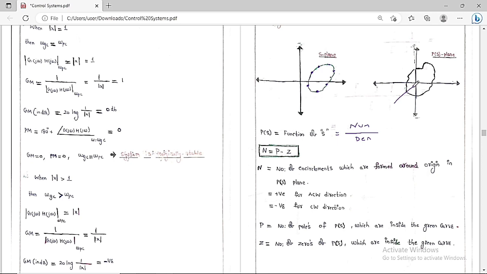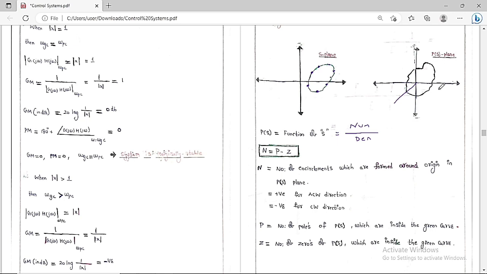N is positive for the anti-clockwise direction and negative for the clockwise direction. P indicates the number of poles of P of S which lie inside the green curve, and Z indicates the number of zeros of P of S which lie inside the green curve. So finally I can say N is equal to P minus Z, where N indicates the number of encirclements which are found around the origin in the P of S plane.